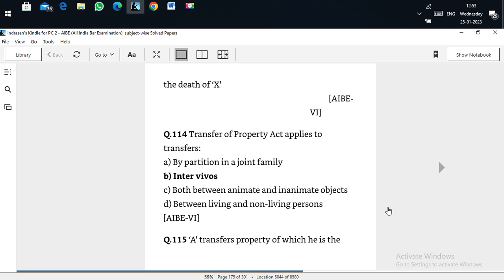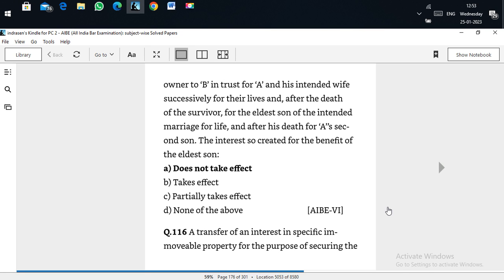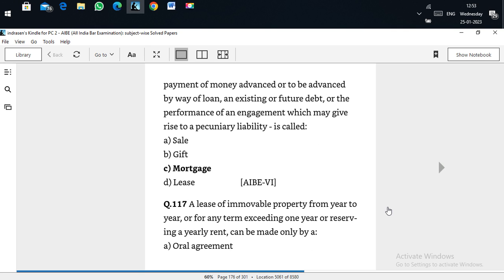A transfers property of which A is the owner to B, in trust for A and his intended wife successively for their lives, after the death of the survivor for the eldest son of the intended marriage for life, and after his death for A's second son. The interest so created for the benefit of the elder son does not take effect. A transfer of an interest in specific immovable property for the purpose of securing the payment of money advanced or to be advanced is a mortgage.